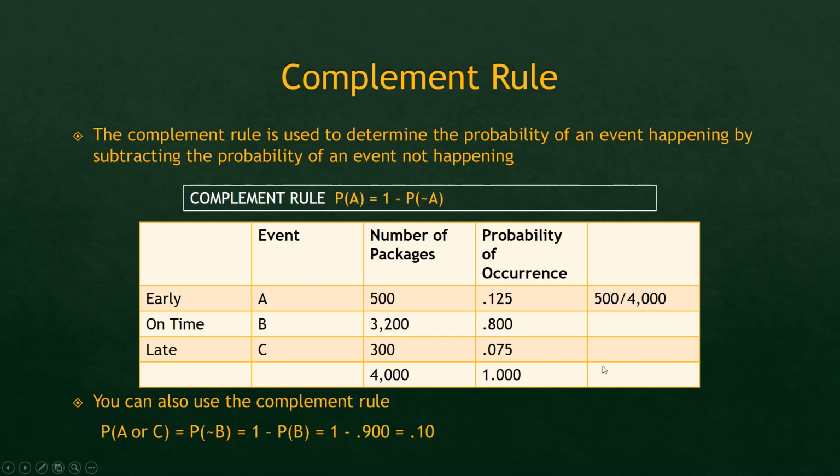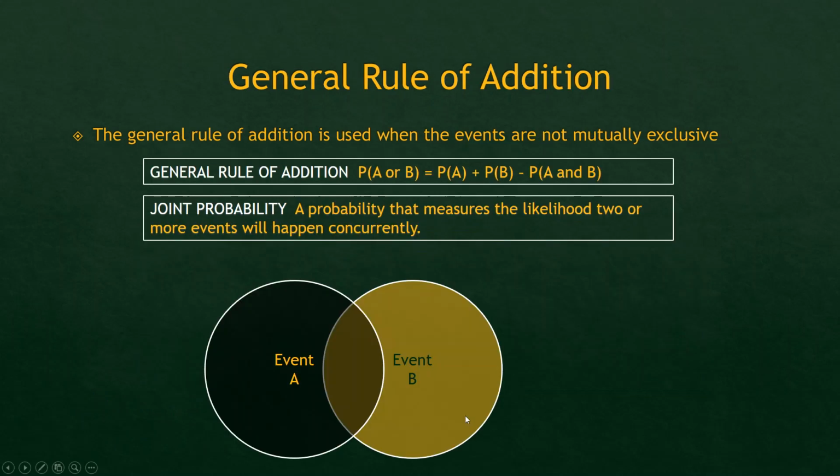Okay. So, or for instance, the probability of A or C equals the probability of B not occurring, which is 1 minus the probability of B, which is 0.80. So 1 minus 0.80 is 0.20. Okay, so just ignore that. It's supposed to say 0.80.